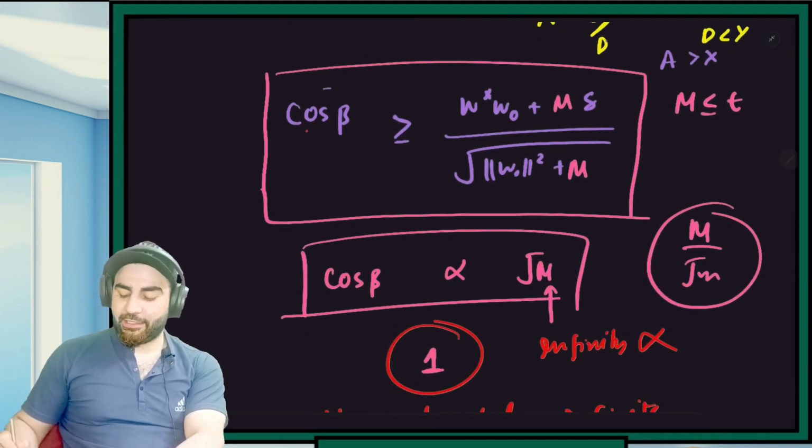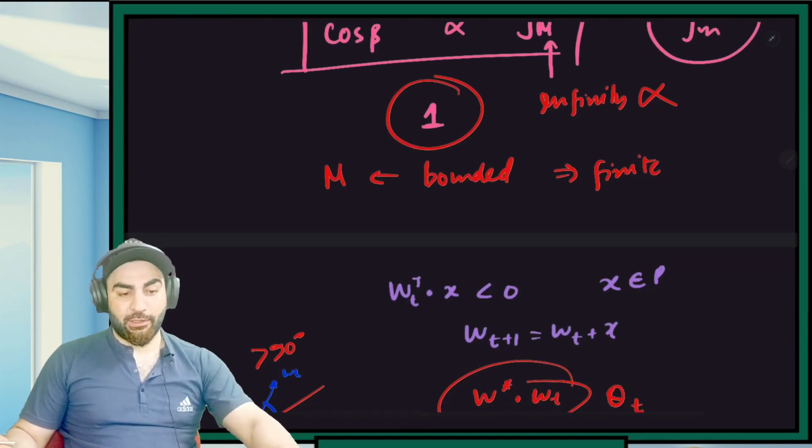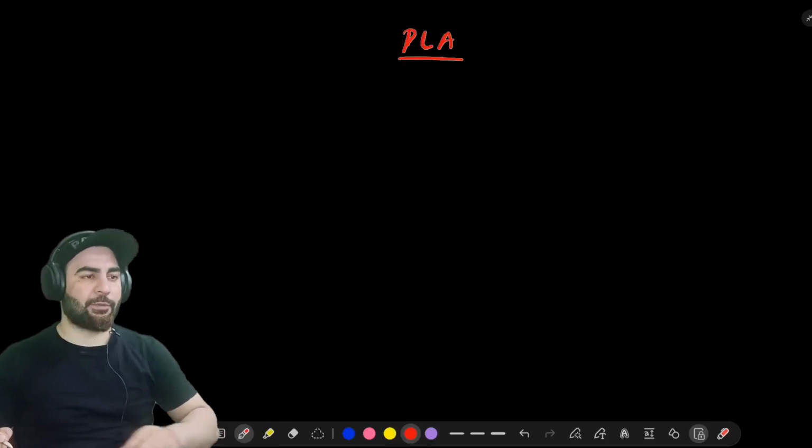So if it is greater, you see the proportionality. If it is proportional, as beta is bounded, that means this should not go to infinity. This should be some finite value. Okay, I hope the proof is clear now. And as you saw, we proved the convergence of PLA, that is the Perceptron Learning Algorithm.